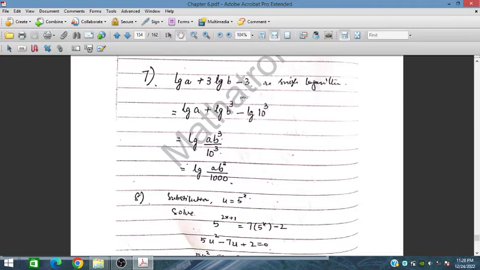Reciprocal. So in place of 3 the log 10 can be multiplied to make it a logarithmic function. So this is a b cube and this is 10 cube in the denominator, so a b cube and 10 power 3 in the denominator, so a b cube, and this is 1000, so 1000 is lg. So this is a single logarithmic function.